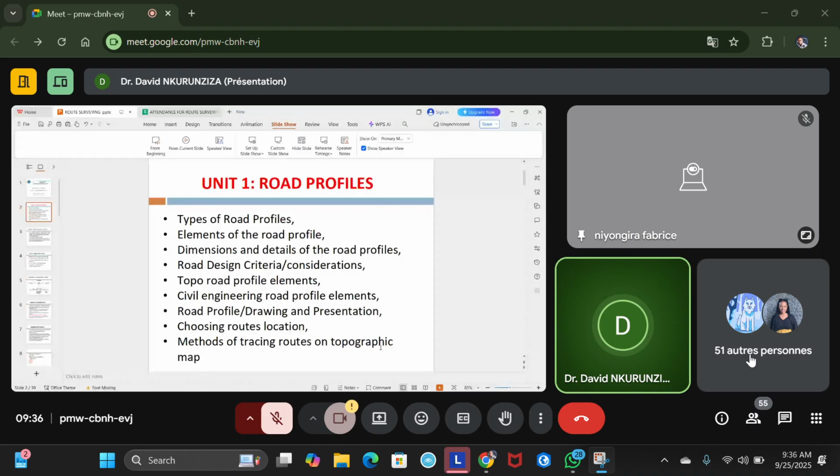under study. We'll be looking also at topographic road profile elements, civil engineering road profile elements. I shall share with you some of the drawings here so that you can have a look at them. And then we shall discuss later on the route location. How do we define the routes so that we can have good profiles? And then how can we trace, or how can we make a good alignment, what we used to call the tracing of the route or route tracing.